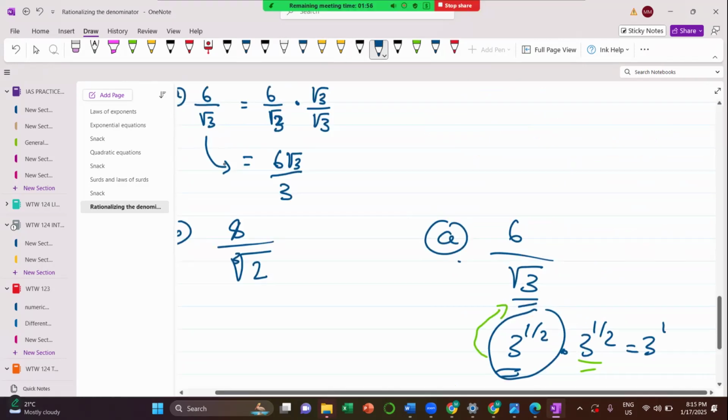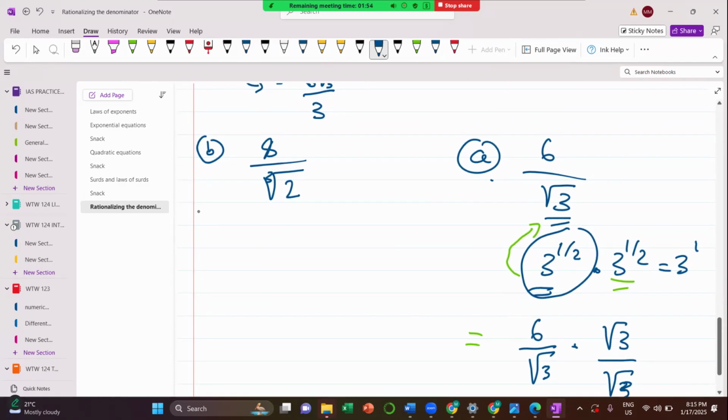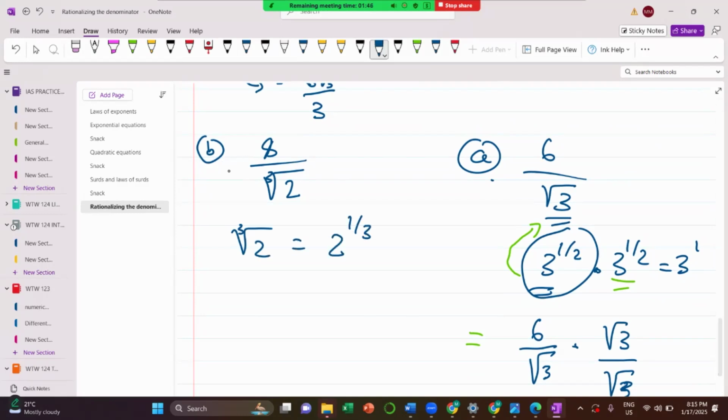Okay. So now let me go to letter B. This letter B has a denominator of cube root of 2, which is the same as 2 to exponent of 1 over 3. So this 3 now tells me I have to multiply 3 values, right? Because here the 2 told me I need to multiply 2 values. So for me to get a 1, I have to have 2 to exponent 1 over 3 times 2 to exponent 1 over 3 times 2 to exponent 1 over 3.